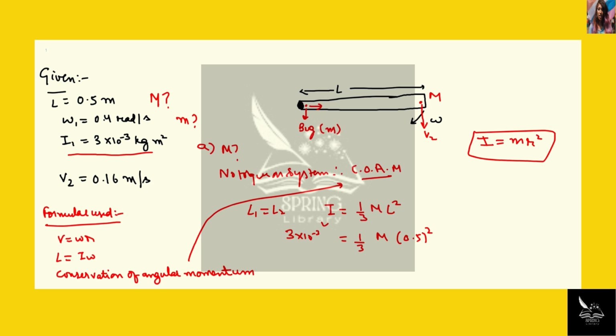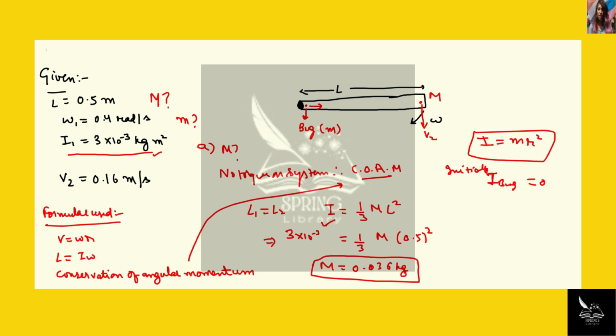Since the bug is sitting at the axis of rotation, its moment of inertia is 0, so it doesn't make any contribution to I1. Therefore we have M equals 0.036 kg. That's your answer for part A. Very easy, just equating this quantity to 1 by 3 ML squared. All right.